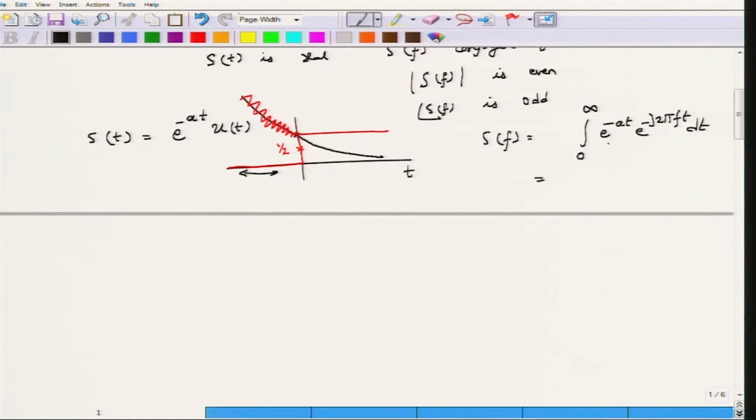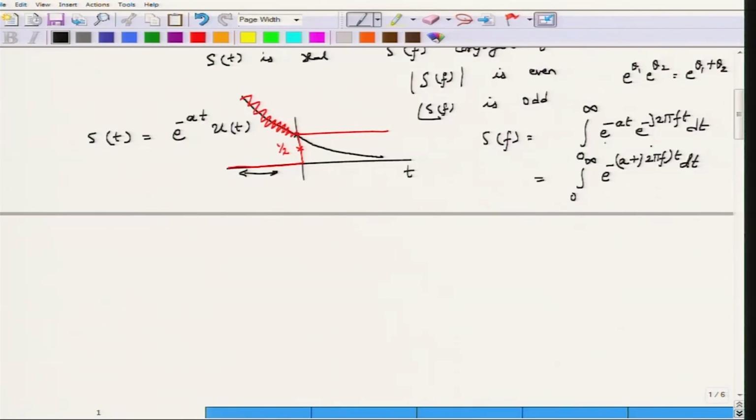Then you combine these exponential powers, I mean the arguments of the exponential function. Why can I do that? Because I know that exponential of theta 1 times exponential of theta 2 is actually exponential of theta 1 plus theta 2. So, this is the power law of the exponential functions. I can do that and modify the integrand as e to the power minus (a plus j 2 pi f) t. t is a common variable, write this as dt.